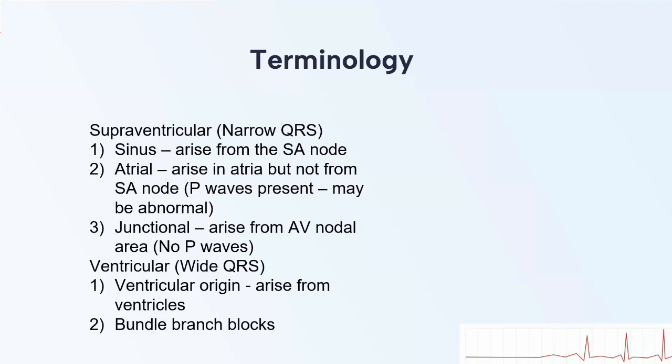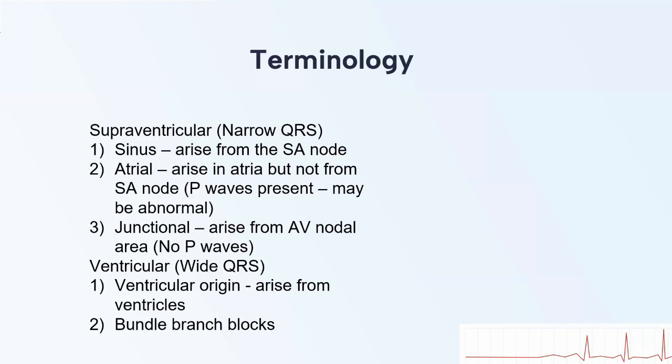If you see an arrhythmia with narrow complex, so that's your supraventricular, which means the dysrhythmia is arising from the AV node or above, so above the level of the ventricles. So it either can be sinus. If it's from the SA node, it will meet the criteria we spoke about on the previous ECG.